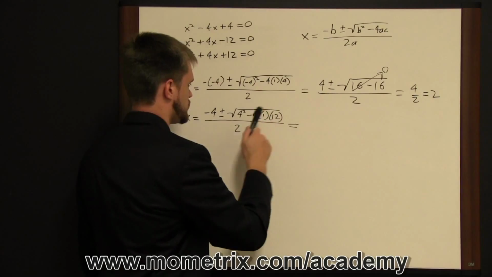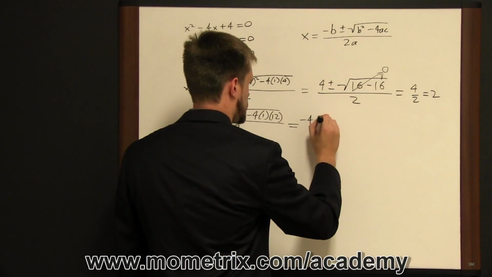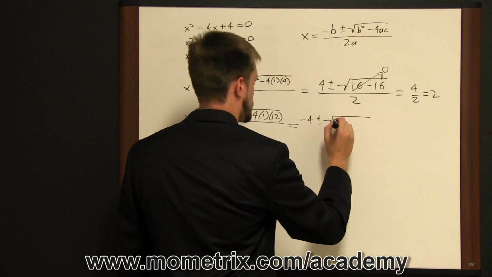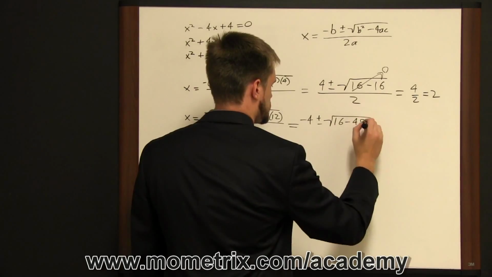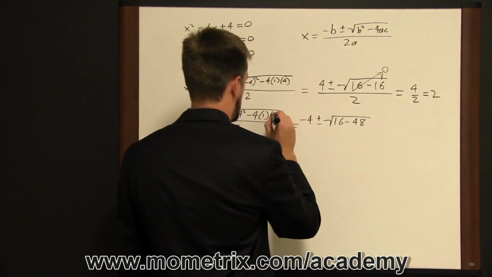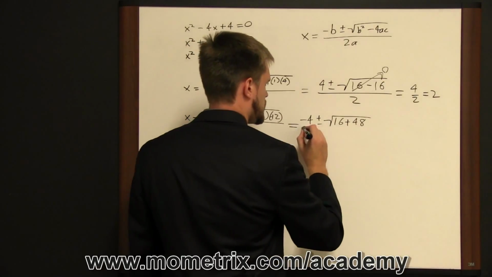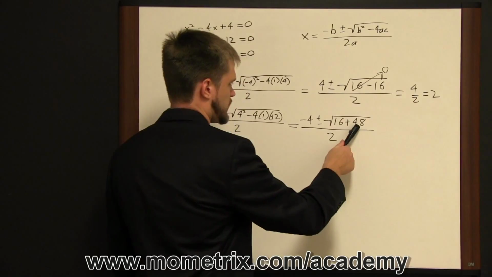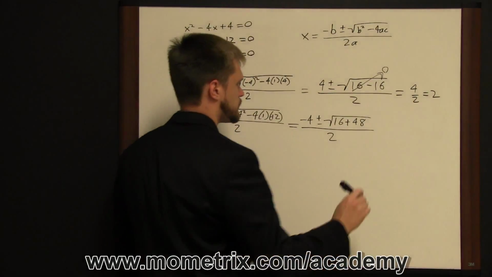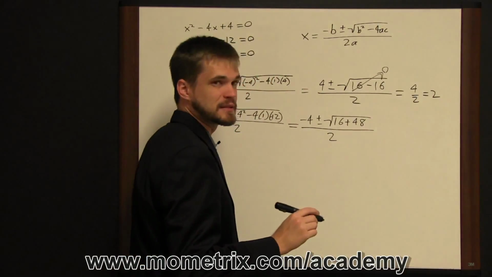And so now we can go through and simplify this term, and that will give us negative 4 plus or minus the square root of 16 minus 48. I'm sorry, this is a negative 12 here, so it's 16 plus 48, divided by 2. 16 plus 48 is 64. So the square root of 64 is 8.